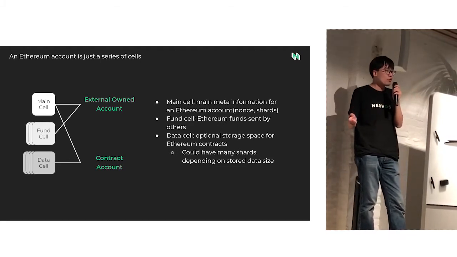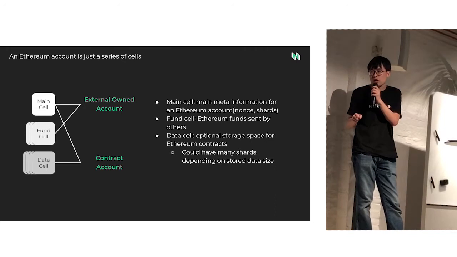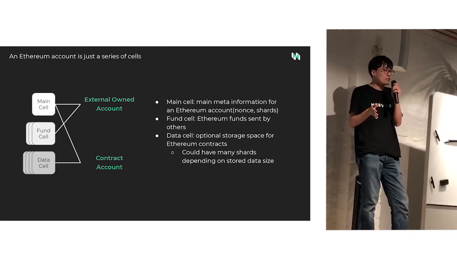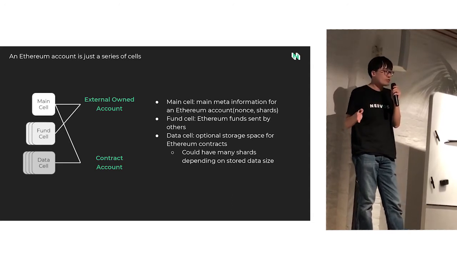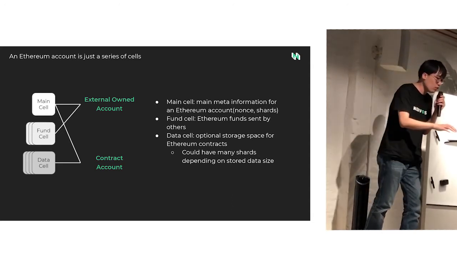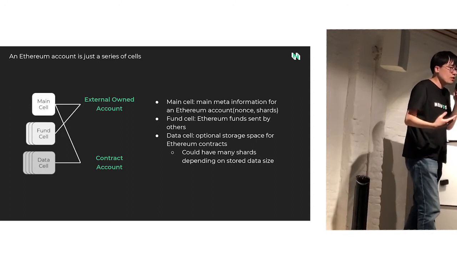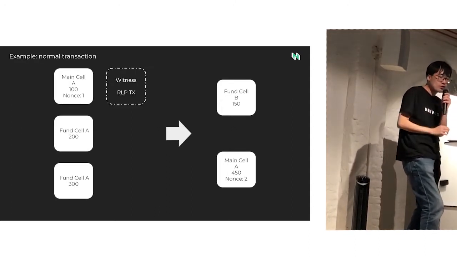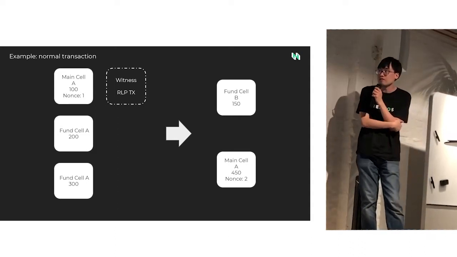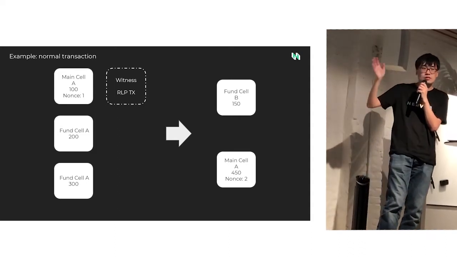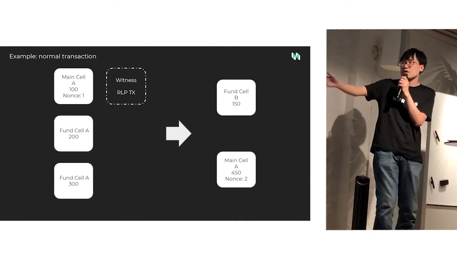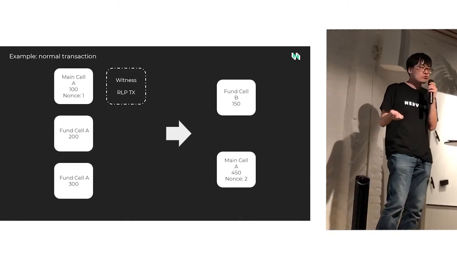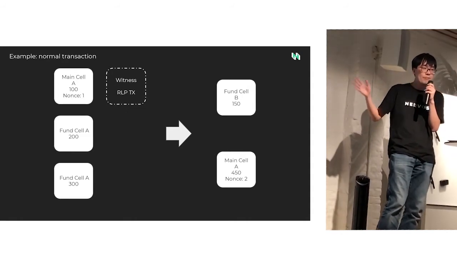The data cell stores all the contract information. If you put some information in the contract, say an ERC20 balance, it ends up in one of the data cells. So what we're doing here is representing an Ethereum account with a series of cells. And here's an actual example. On the left, you can see the EOA account for account A. What we are doing here is transferring 150 Ether from account A to account B.